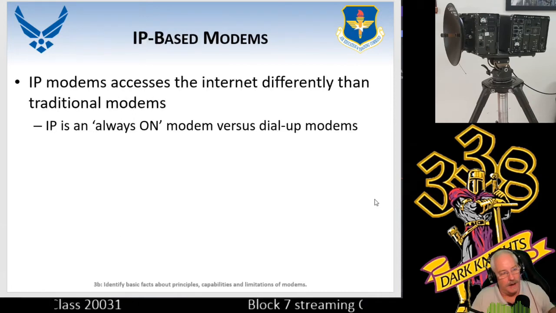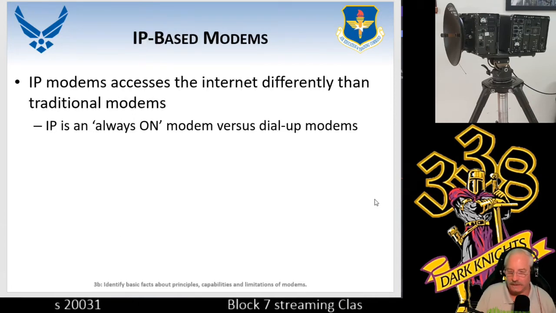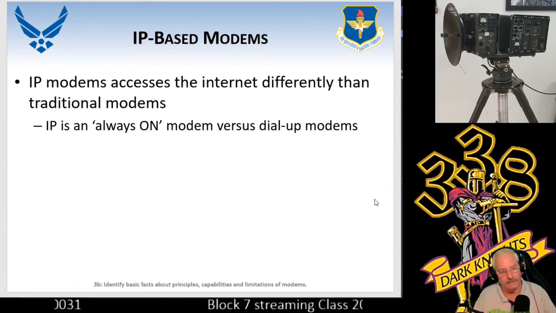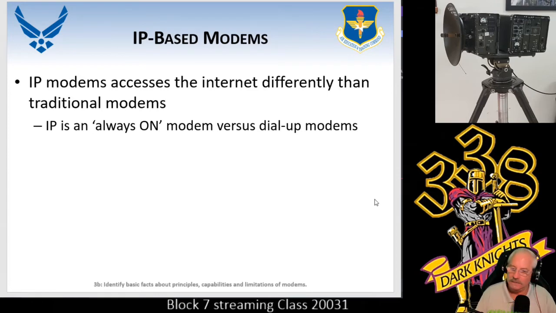Next up, we have an IP modem. This is basically what we have today. Instead of having to dial the distant end, now it's constantly linking.